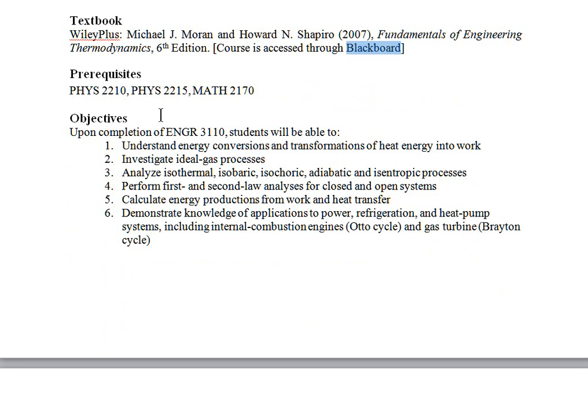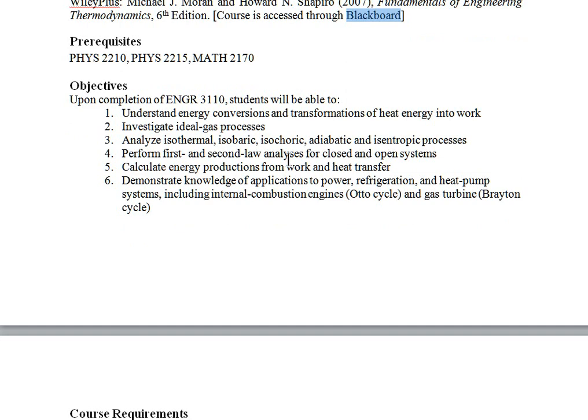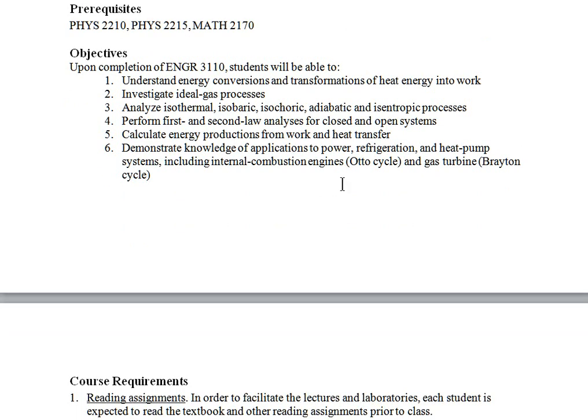Prerequisites: we've got Physics 2210, 2215, so Physics 2 and Lab, and then Math 2170, which is Calc 2.